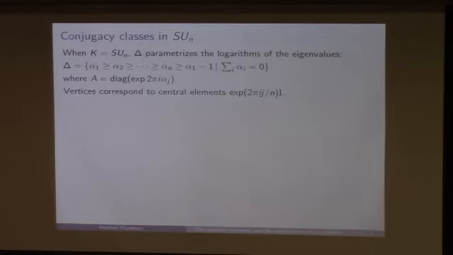You might ask, what are the vertices of this simplex? What kind of matrices do they correspond to? In the case of SUN, they correspond to the elements of the center, the Nth roots of unity.